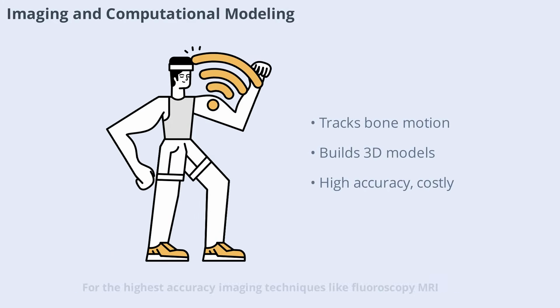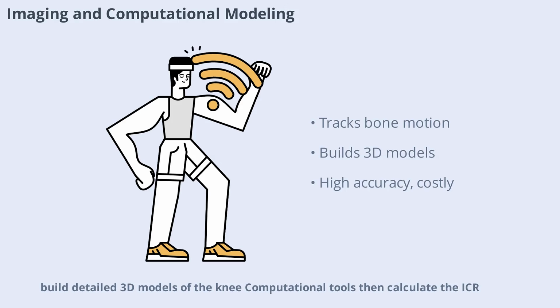For the highest accuracy, imaging techniques like fluoroscopy, MRI, or CT-based modeling are used. These methods track bone motion directly and build detailed 3D models of the knee. Computational tools then calculate the ICR, or the instantaneous helical axis, IHA. While these approaches are highly accurate and essential for prosthesis validation, they require specialized equipment and can be costly. Nonetheless, they provide unparalleled insight into knee biomechanics.